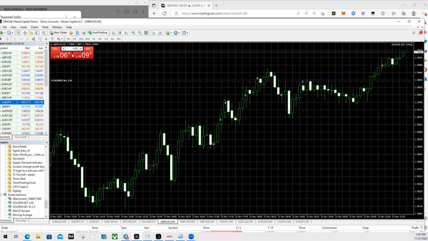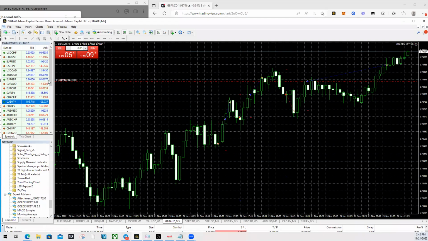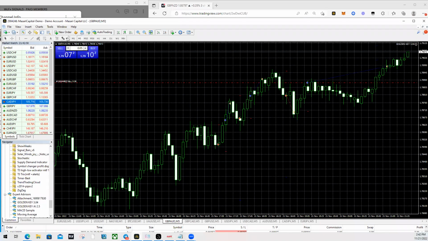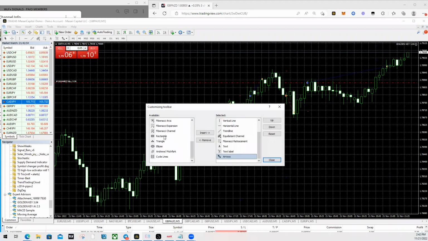So say, for instance, this is our zone, right? I'm going to make this brief so you guys can see this. Where is the tool? Let me get this in here real quick. Where is it at?